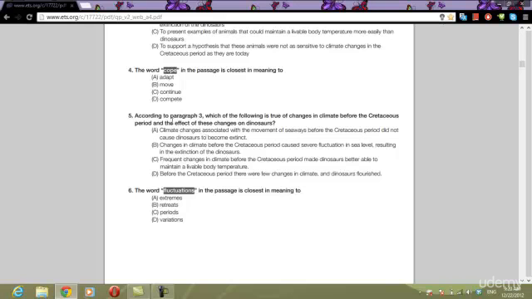Question number 5. According to paragraph 3, which of the following is true of changes in climate before the Cretaceous period and the effect of these changes on dinosaurs? Alright, question number 5, let's take a look at it. We have our keyword, which of the following is true? Here's that question again. They're trying to be tricky. Alright, so one of these is true, 3 of these are false.